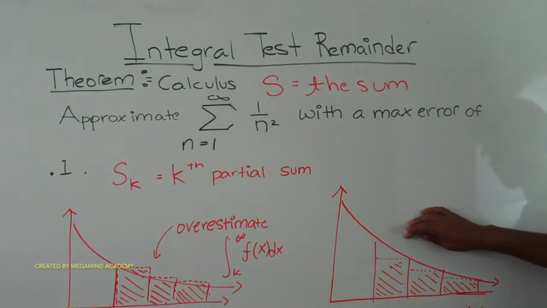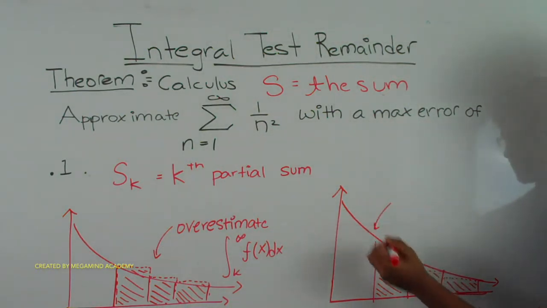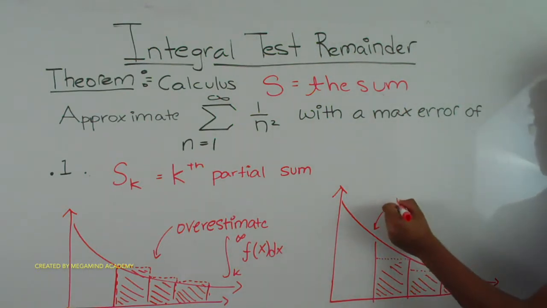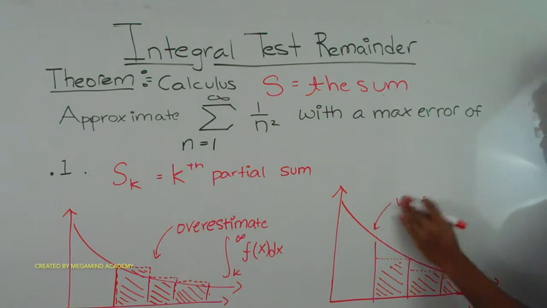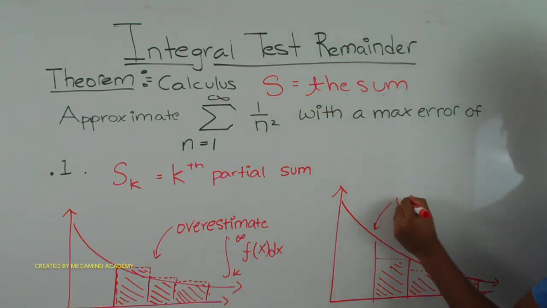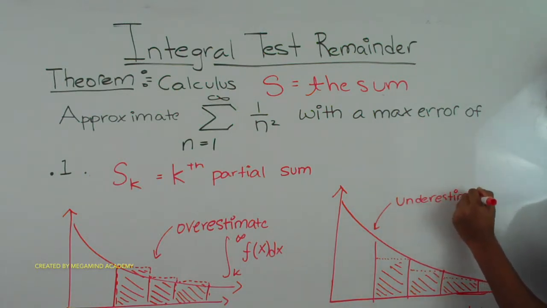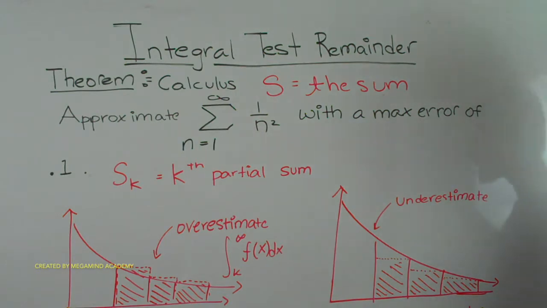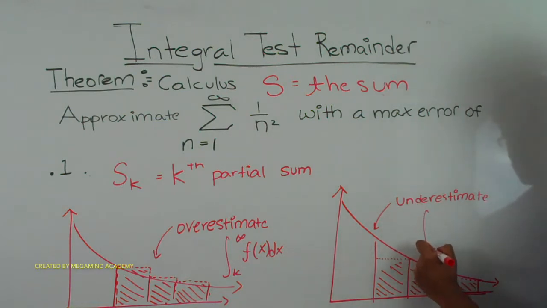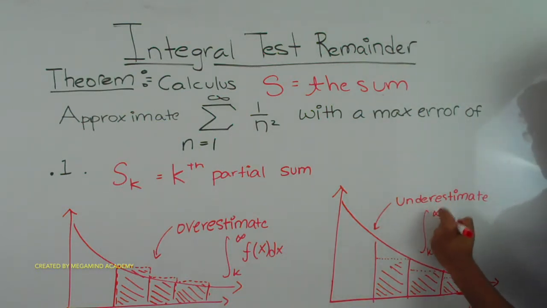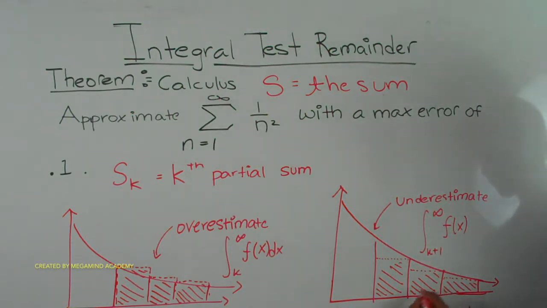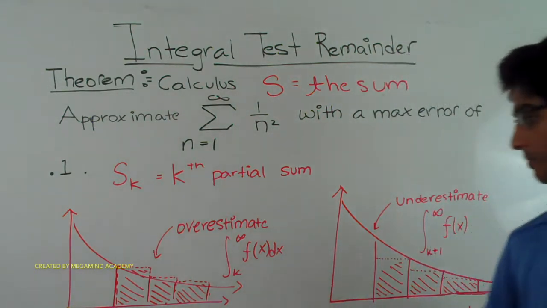So let's understand what we're doing here. In this case, we have an underestimate. And that's easy to see because we're just missing these areas. Underestimate. But this time the integral is a little bit different. This time the integral isn't from k to infinity. We have the integral from k plus 1 to infinity of f of x. And so we can see that because we're taking the height of k plus 1, then making this rectangle, and then k plus 2. So we're not starting at k like we were in this example here.